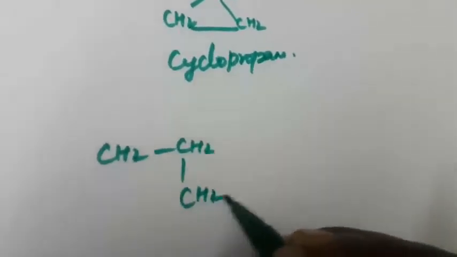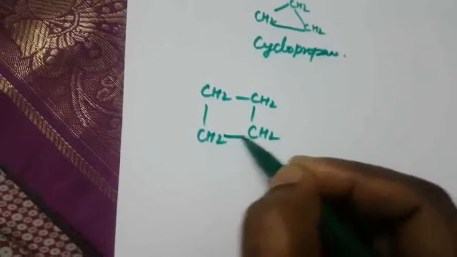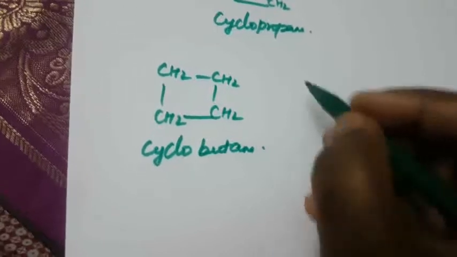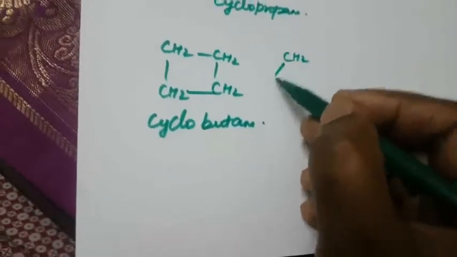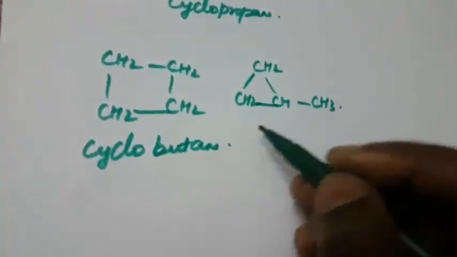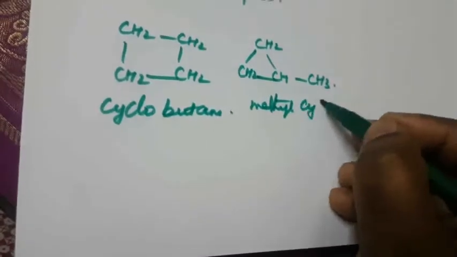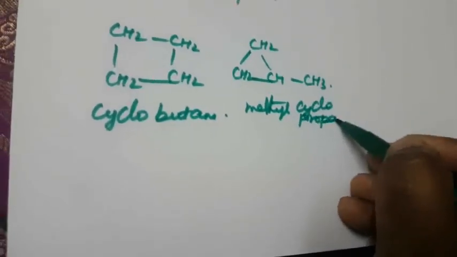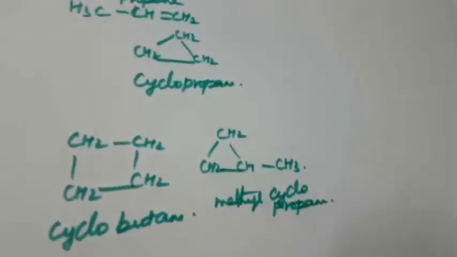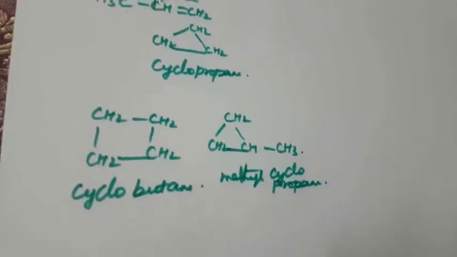Another one is cyclobutane, CH2 with 4 carbons, so this is the cyclic structure. How will it change? CH2, CH, then again CH3. So this is methyl cyclopropane. This is another example of ring chain isomerism. Next one is what is meant by stereoisomerism.